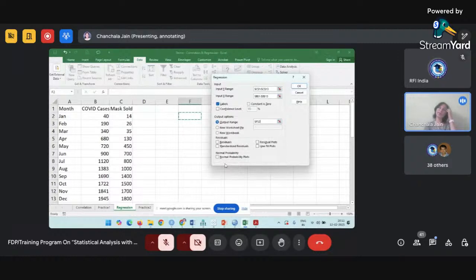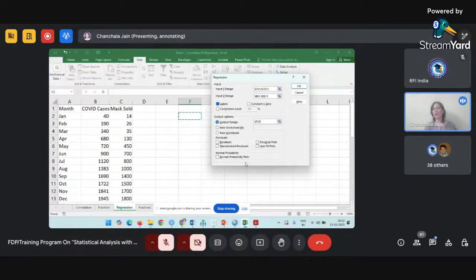Similarly, to check whether the residuals are normally distributed or not, you can select this normal probability plot. Ma'am, please explain the residual too. Please explain, ma'am. Which one? Residual. This is what I am explaining.